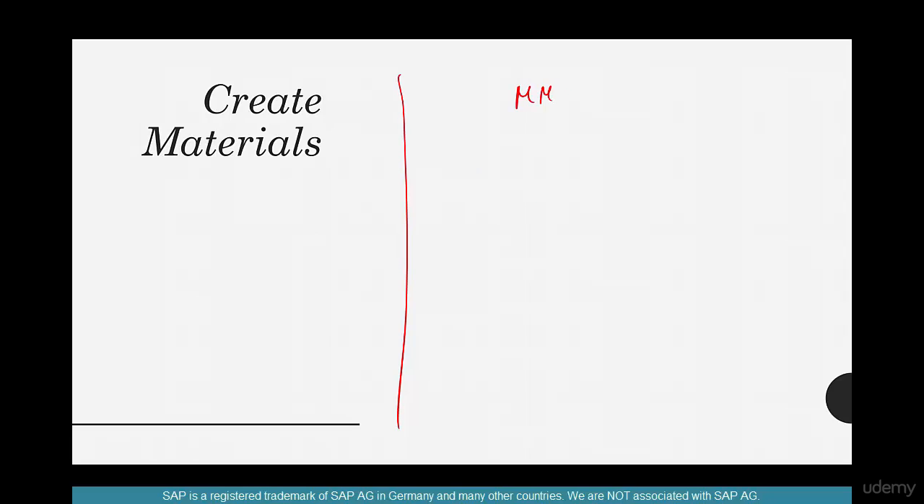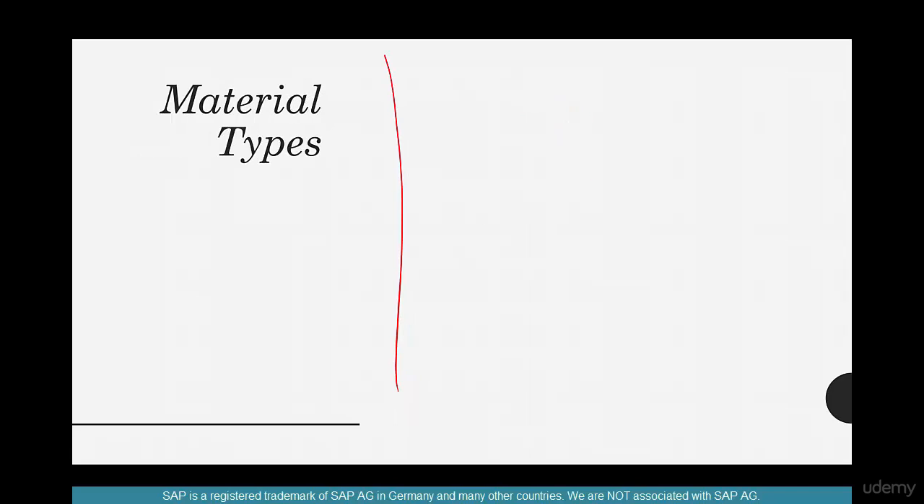Next thing is we have seen how to create materials. The transaction code is MM01 to create, 02 and 03 to change and display. We have seen what material types are. We have seen 4 or 5 different material types: FERT for finished goods, HAWA for trading goods, HALB for semi-finished goods, and so on and so forth. We have seen what a material type determines and which material type to use for what possible situation.